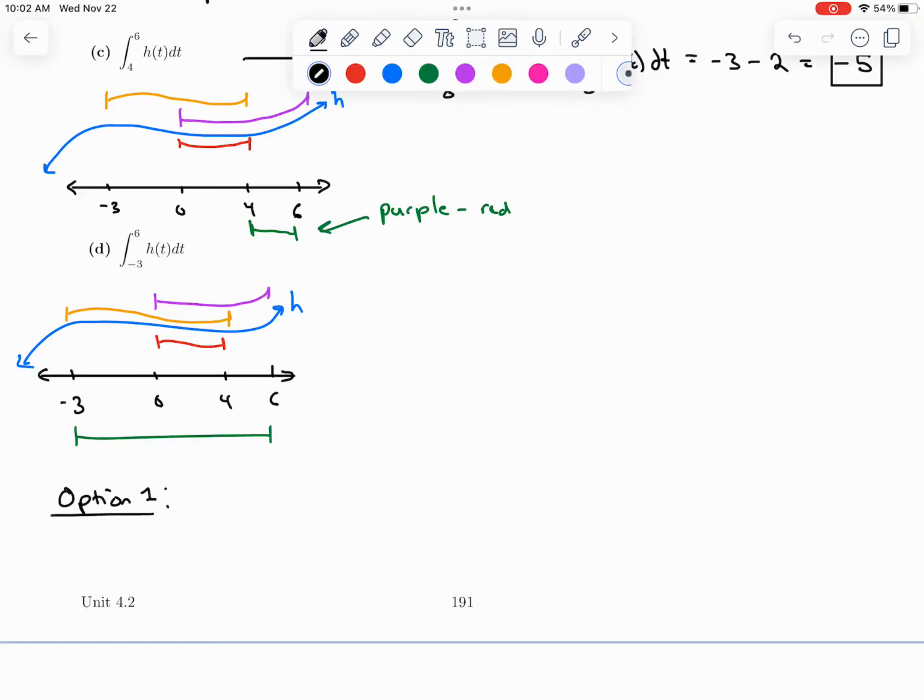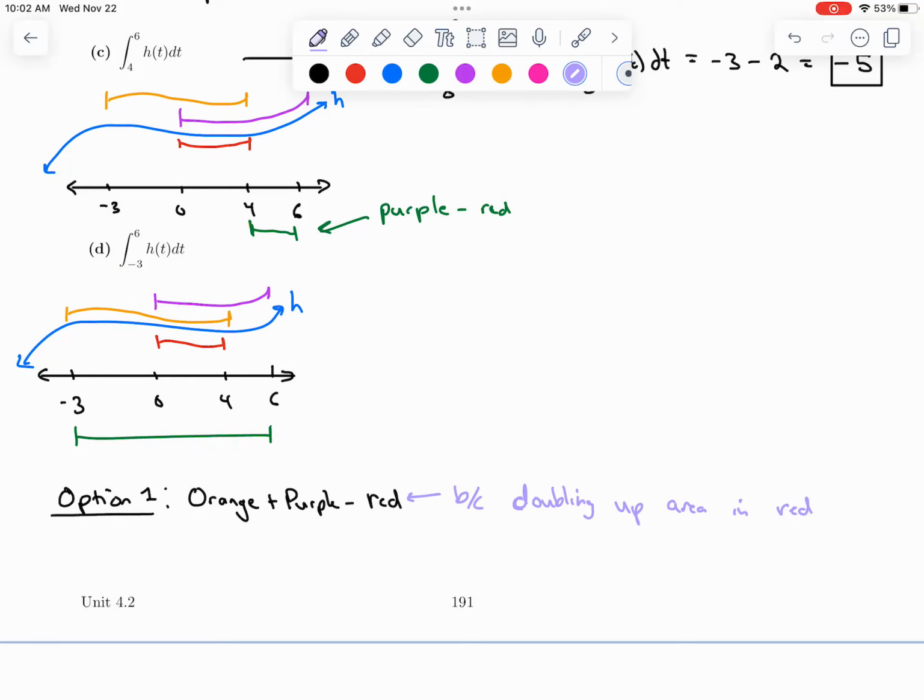Option 1 would be orange plus purple minus red. And that's because of doubling up. So if we subtract off one red, we end up getting exactly what we want. We get the whole thing.